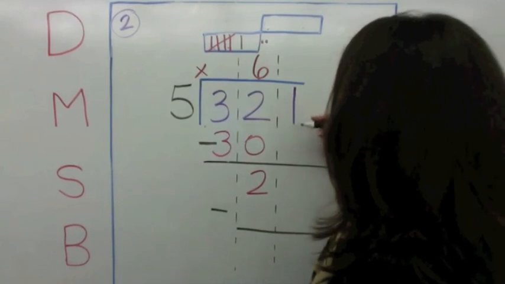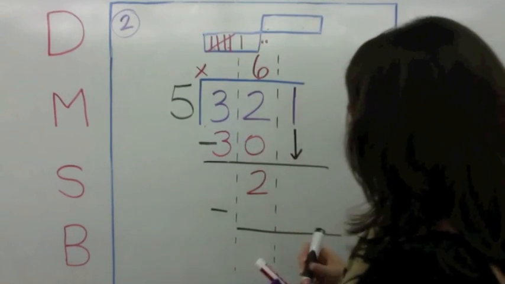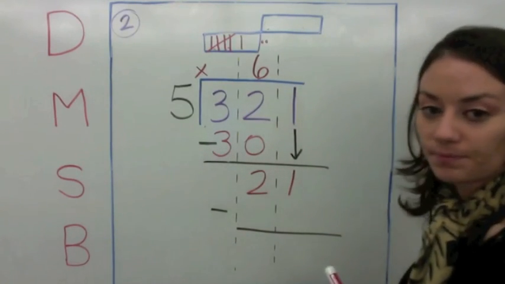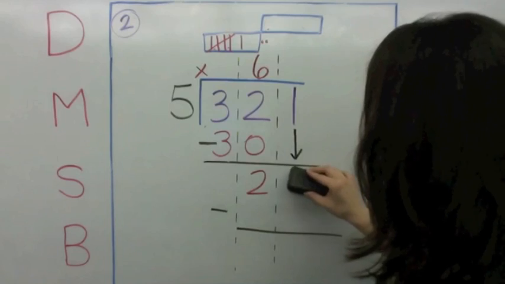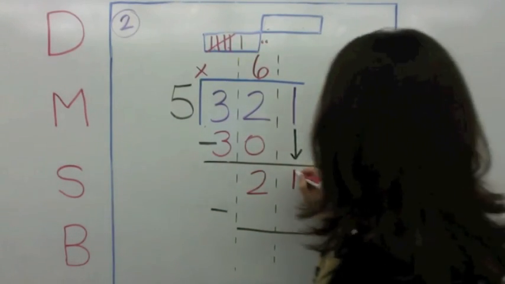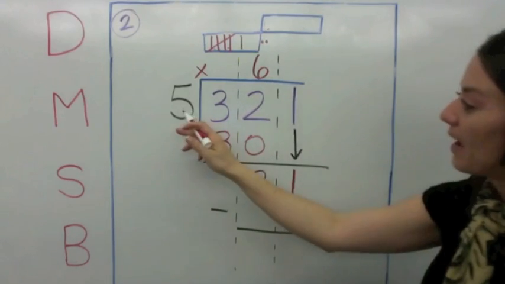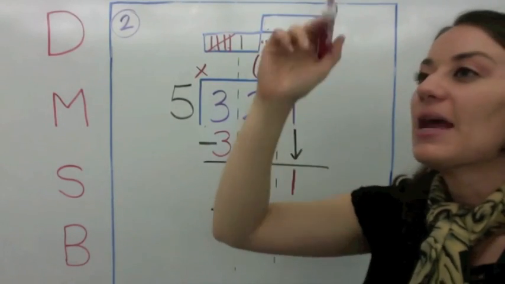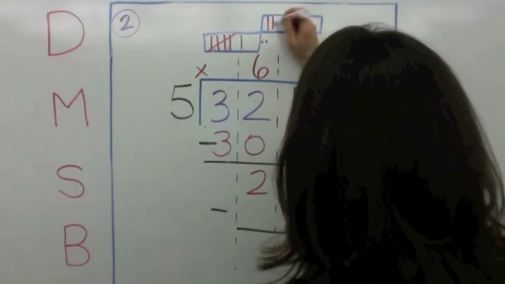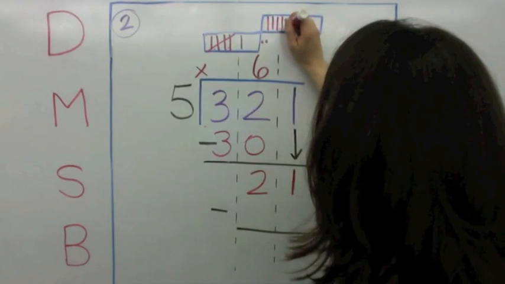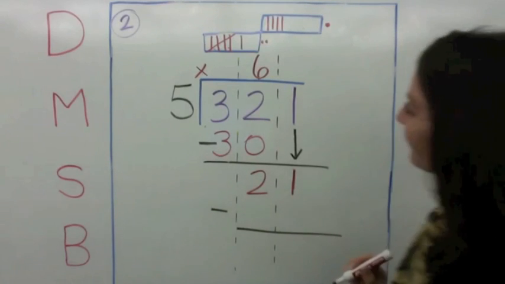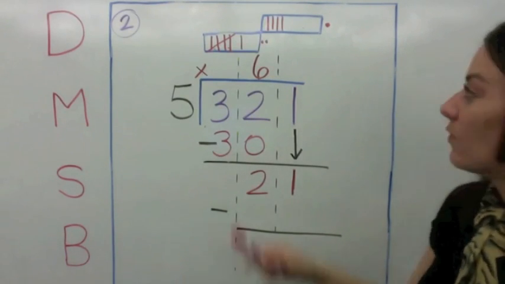So you're going to bring down the 1 that is in the ones place, and now you're looking at the number 21. Okay, 21. We're going to start this whole process again. How many times does 5 go into 21? Or how many times can you skip count by 5 to get to 21? Let's make tallies, and for what's left over, we'll put dots. So say 5, 10, 15, 20, and then how many more do you need to get to 21?